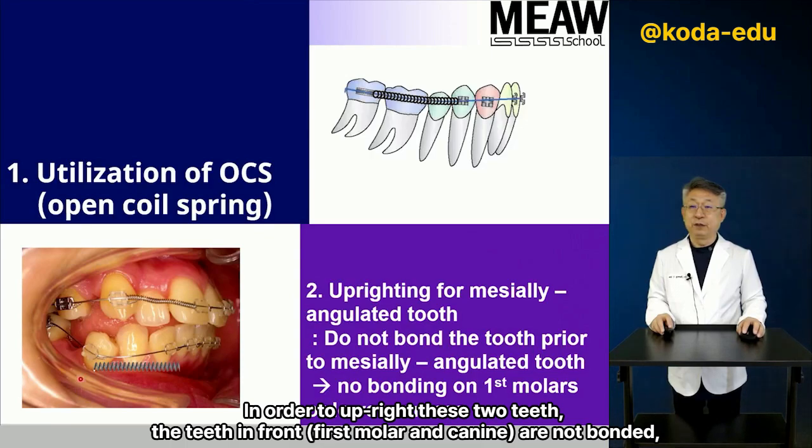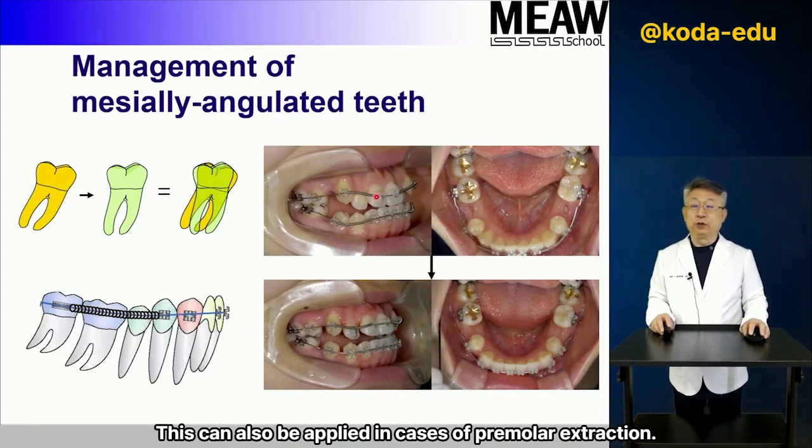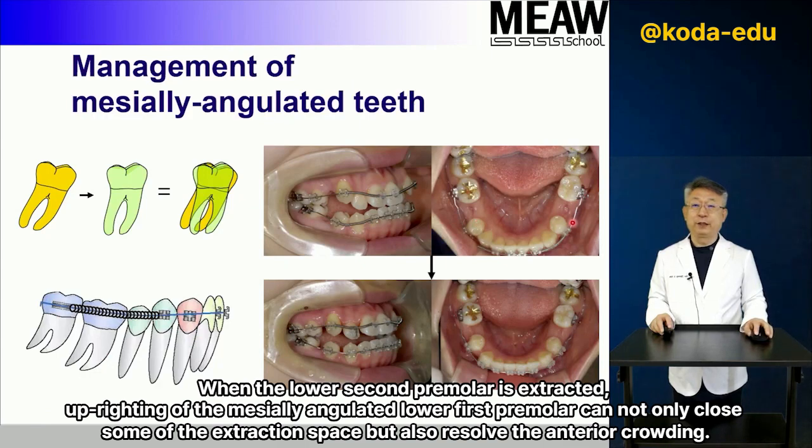In order to upright these two teeth, the teeth in front, first molar and canine, are not bonded, so that open coil springs can be used in these areas. This can also be applied in cases of premolar extraction. When the lower second premolar is extracted, uprighting of the mesially angulated lower first premolar can not only close some of the extraction space, but also resolve the anterior crowding.